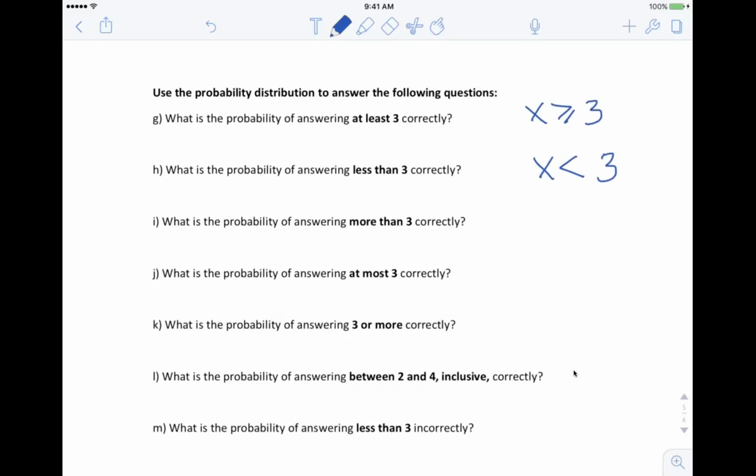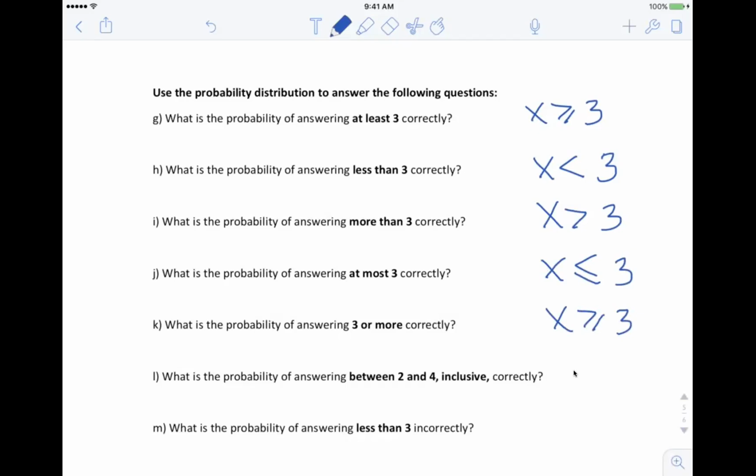More than 3, that's x greater than 3. How about at most 3? At most 3 is the most, so 3 or less. So that would be less than or equal to 3. There's English for you. At most 3 is the same as less than or equal to 3. What's the probability of answering 3 or more? 3 or more is the same as at least 3, just a different way of saying it. Right? So that's 3 or more, bigger than 3 or equal to 3.